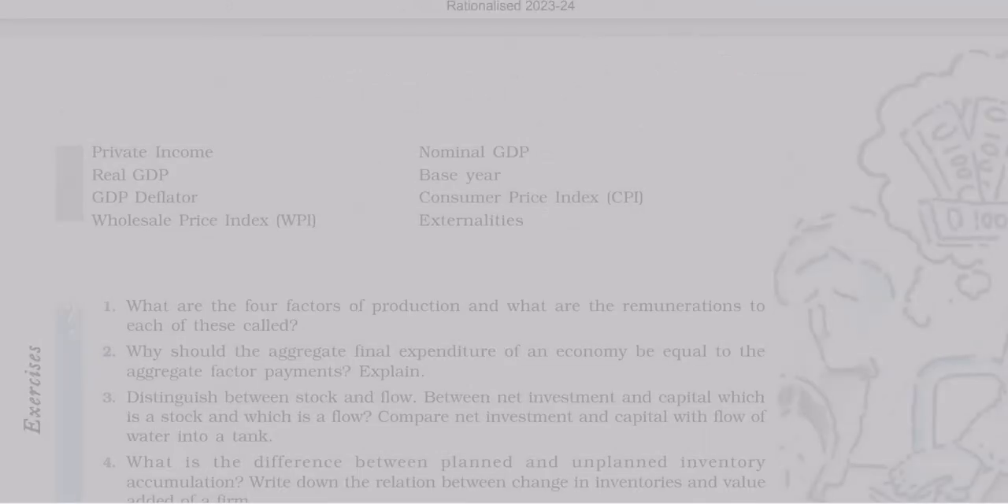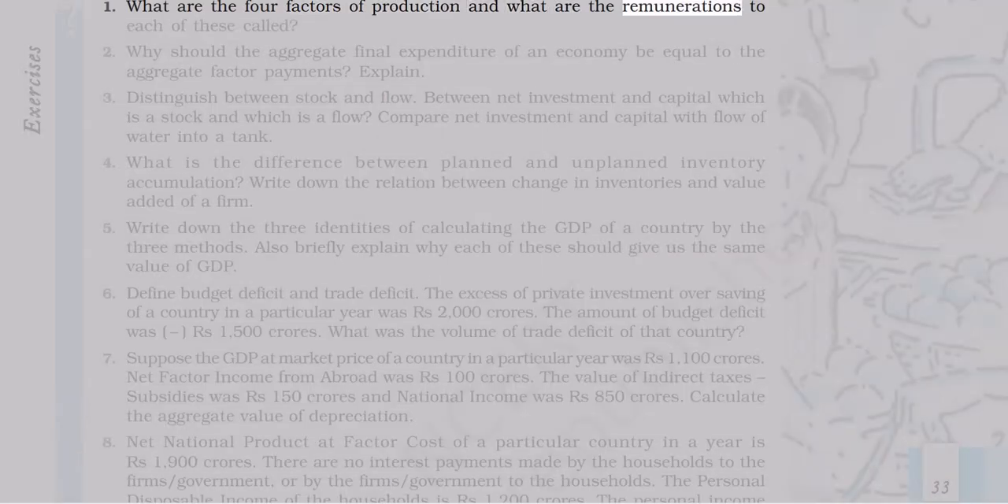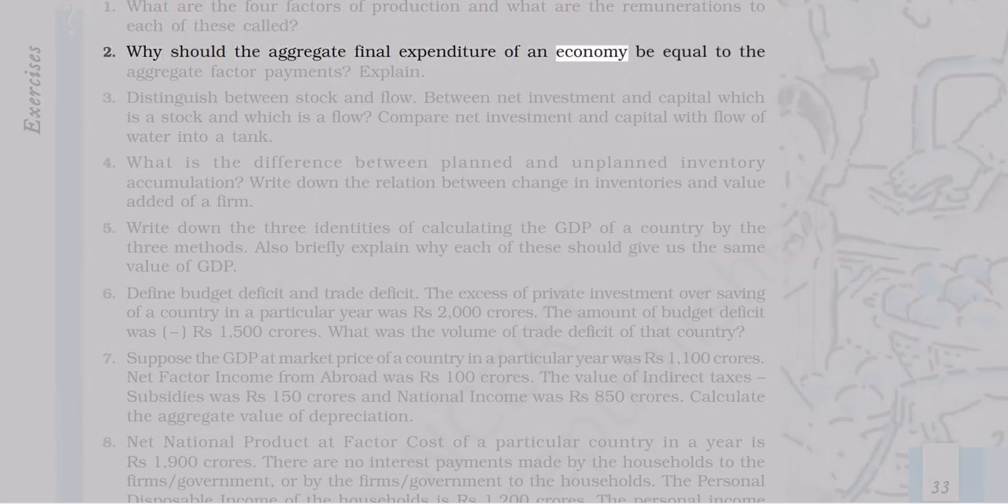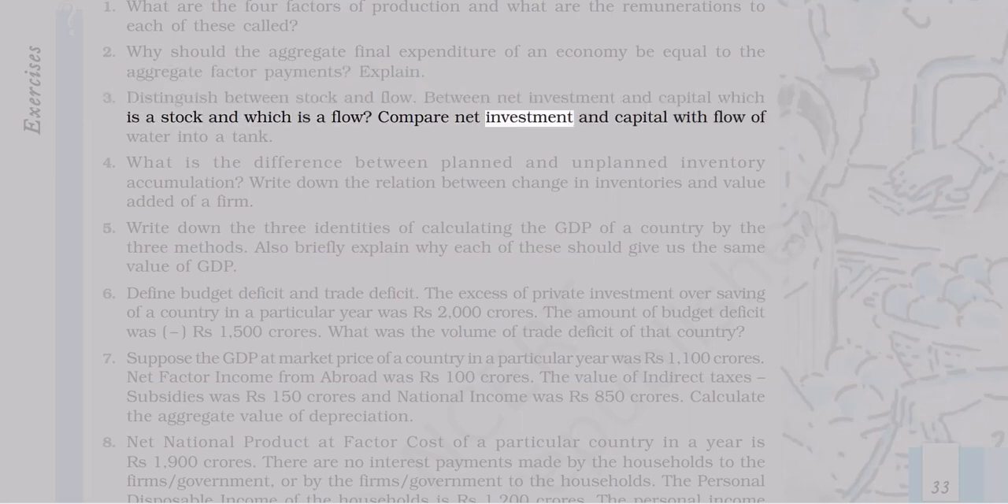Rationalized 2023-24. National income accounting. 1. What are the four factors of production, and what are the remunerations to each of these called? 2. Why should the aggregate final expenditure of an economy be equal to the aggregate factor payments? Explain. 3. Distinguish between stock and flow. Between net investment and capital, which is a stock and which is a flow? Compare net investment and capital with flow of water into a tank.